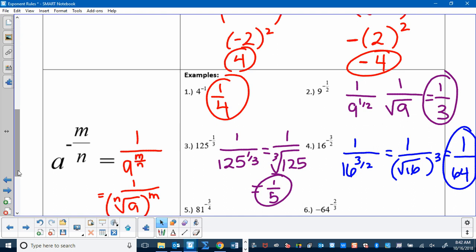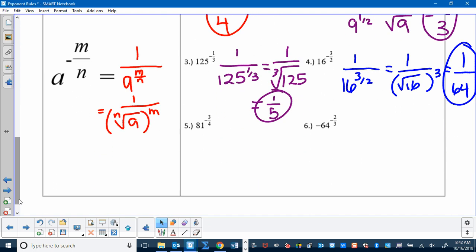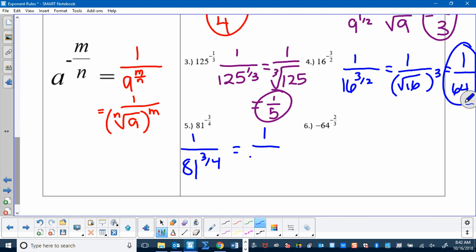Okay, so number 5. 81 to the negative 3/4. I don't like negatives. I want to fix that right away. So that's 81 to the positive 3/4 on the bottom. Which one is the root? 4. Root's from the ground. It's on the bottom. So the 4th root of 81 all to the 3rd power. What's the 4th root of 81? 3 to the 3rd. 27. So 1/27.